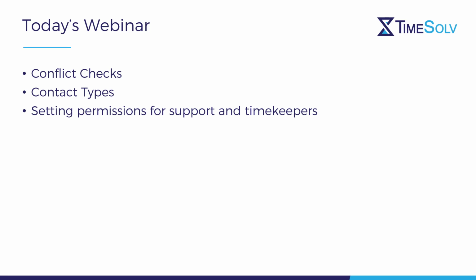And this is going to be especially relevant for those who might use contract attorneys, where you want them to obviously do their time and expense entries within TimeSolv, but you don't want them to see anything else about what's happening at your firm. You don't want them to see other clients and matters, any other invoice, and that sort of stuff. So we'll talk about how you set that up and manipulate the various things that support people and timekeepers can see within TimeSolv.